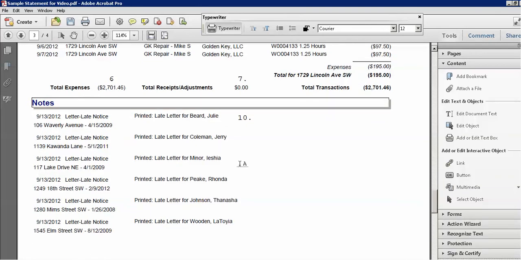Section 10 here is the notes section. This section reflects some but not all of the work that Golden Key has done on your behalf. Typically, you will find here where we have printed leases or we've sent tenants late letters. You can see there's some late notices.